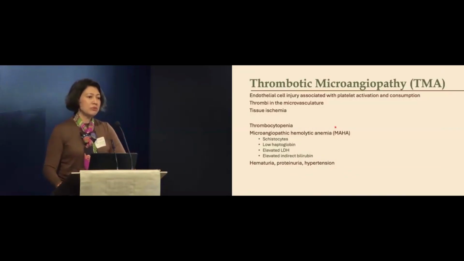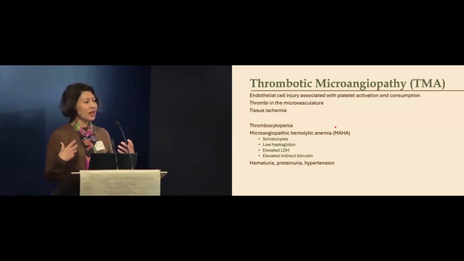And so one of the main ones that we see is thrombotic microangiopathy. So it's endothelial cell injury that's associated with platelet activation and consumption. And so hopefully my goal today is to take a lot of the lab medicine and research that have been presented today and demonstrate the injury effects on the tissue. And this results in thrombi within the microvasculature, which can then cause a lot of shearing with the red cells and ultimately leads to tissue ischemia, and that's predominantly what we see in the kidney.